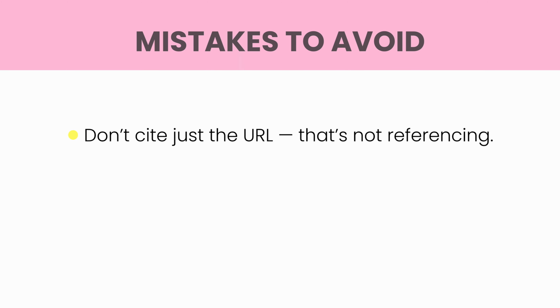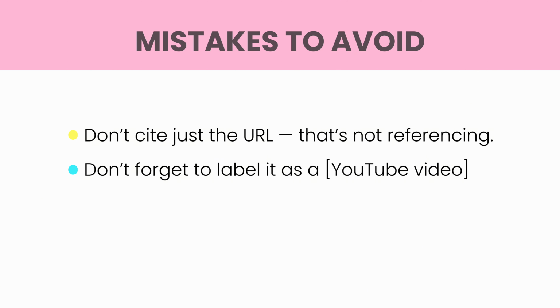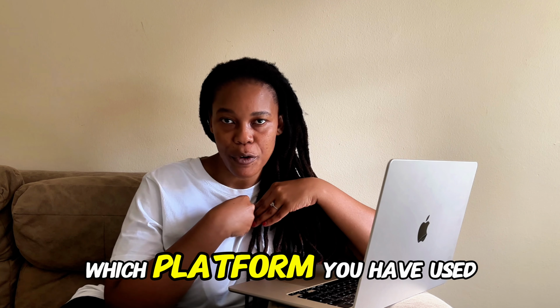Now moving on to the mistakes that you should avoid when you are doing this. The first one is just copying and pasting a URL in the reference list and thinking the reader will click there, go to the video themselves, and figure out the information. No, we don't want to figure it out. Give us the info. The second mistake you definitely want to avoid is not including YouTube in square brackets, showing us that this is indeed a YouTube video, because there are videos from all other platforms and we do not want to guess which platform you have used.